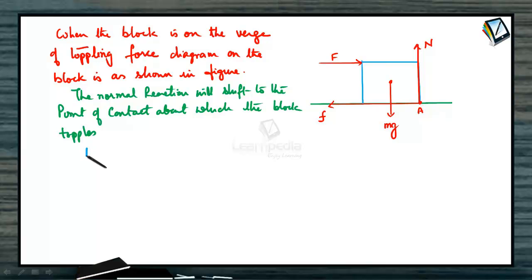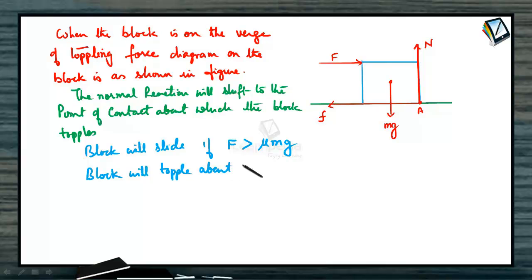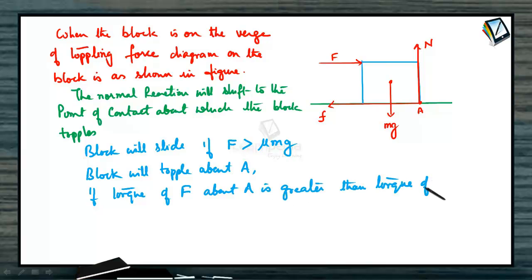One more point to note: the block will slide if this capital F is greater than the limiting value of friction force, and that is equal to mu mg. And the block will topple about point A if the torque of force F about A is greater than the torque of mg. That means, what is the torque about this point?